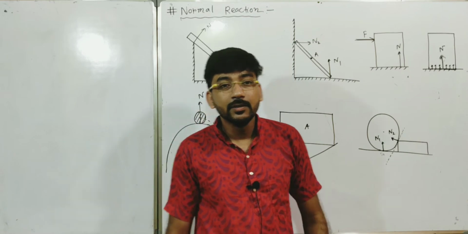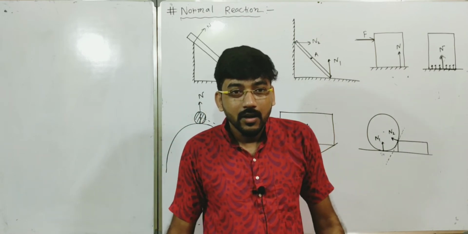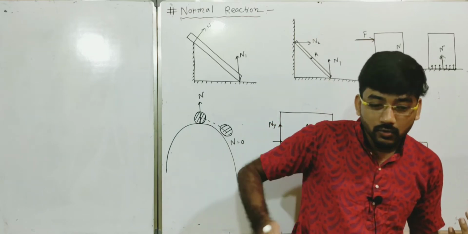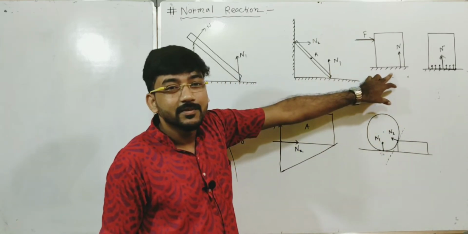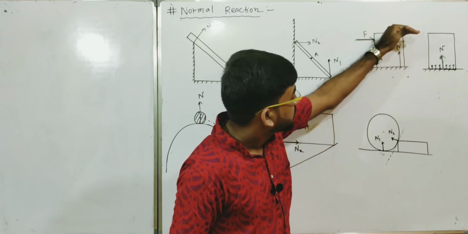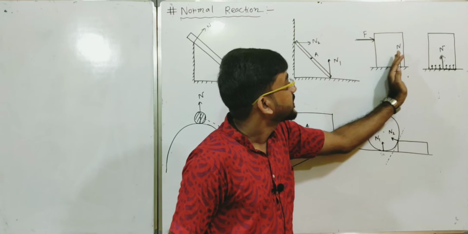Suppose someone pushes me from this side. What will happen? I will be shifted this side, so my weight will be shifted this side, and so the normal reaction will be shifted this side. A similar case is here. If we give a force, then the weight is shifted to this side, so most of the force is acting on this side, and the normal reaction is shifted from left to right.